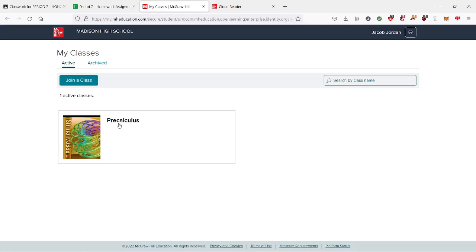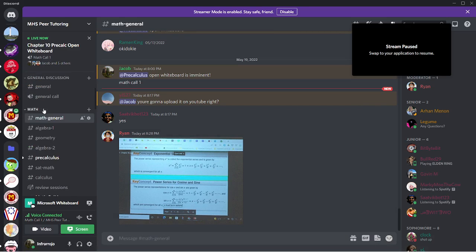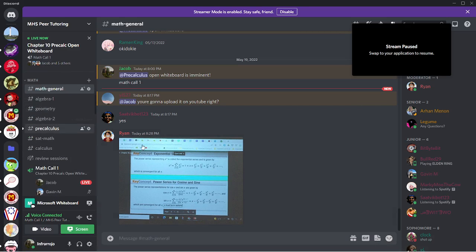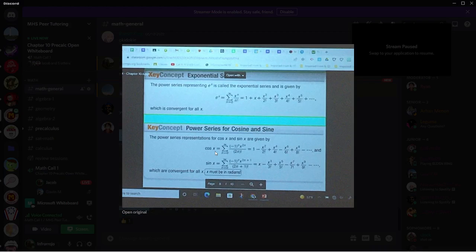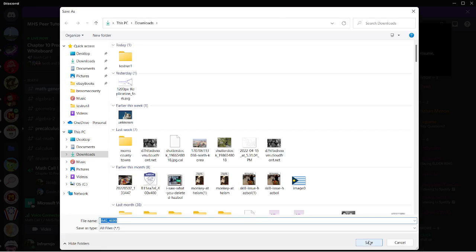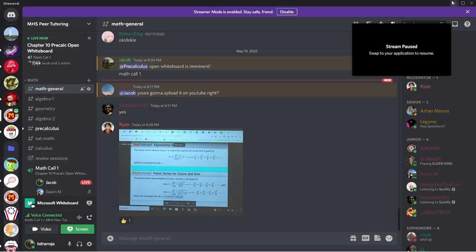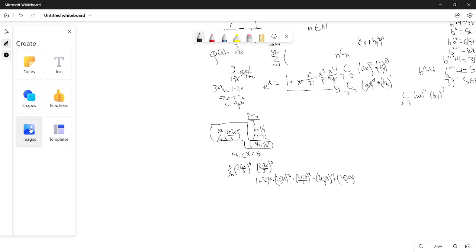But as I was saying, use radians. Wait, Ryan, what you sent in Math General is I think all that we're getting, and it's just the e to the x summation and then the cosine and sine x notation. Yeah, it really helps with the power series, but it doesn't go over anything else.